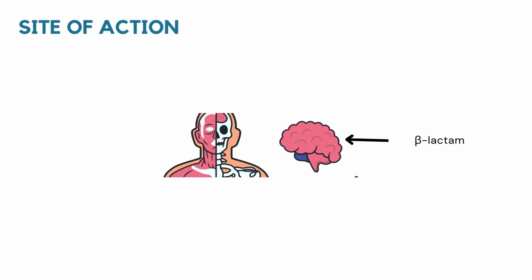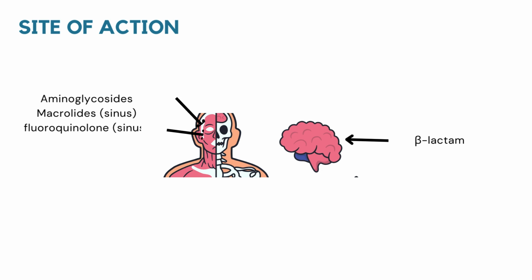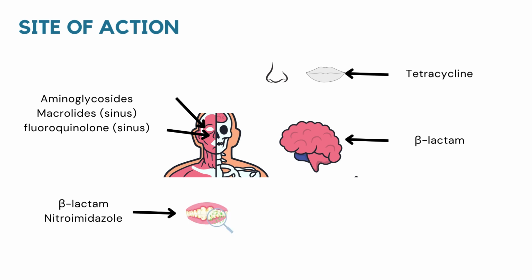Beta-lactam is used to treat meningitis. For eye and nose infections, aminoglycosides, macrolides, and fluoroquinolones can be used. Macrolides and fluoroquinolones are also used for sinusitis. Tetracycline can be used for nose and mouth infections. Dental infections, including abscesses, should be treated with beta-lactam or nitroimidazole.